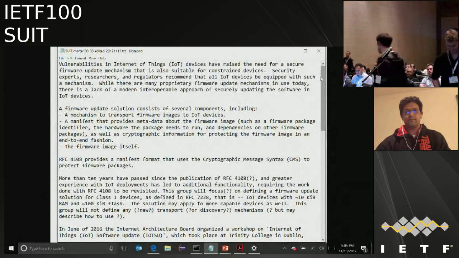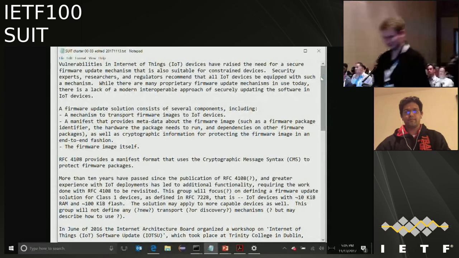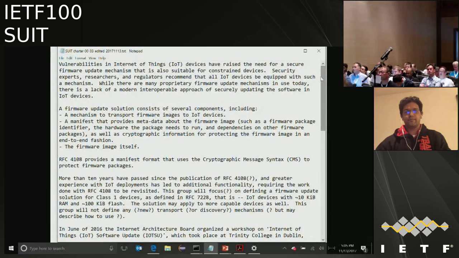So I want to run through and see if I've correctly captured the feedback from the room on the charter text. We won't necessarily do the wordsmithing right now, but I want to see if we have captured the intent correctly. Then as chairs and AD, we can go off and do the wordsmithing to match the intent. Let me know if I miss a question mark. I'm going to start at the top and go down the question marks.